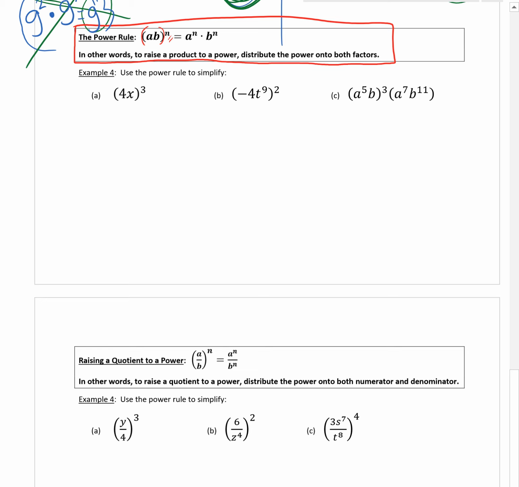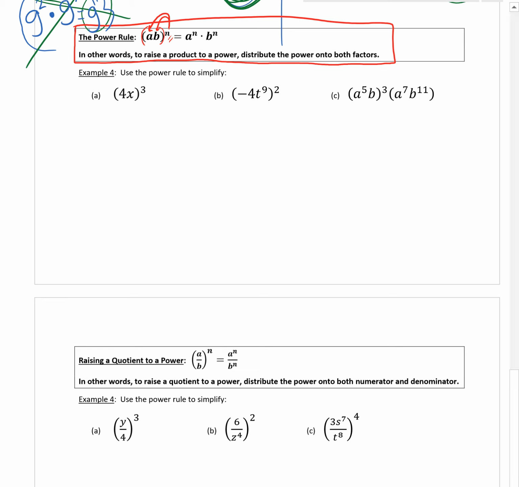So I guess the idea is you are able to distribute the power n onto either of those. So if it's something times something inside parentheses, and the whole thing is being raised to the power, you can distribute that power onto either item. No problem.